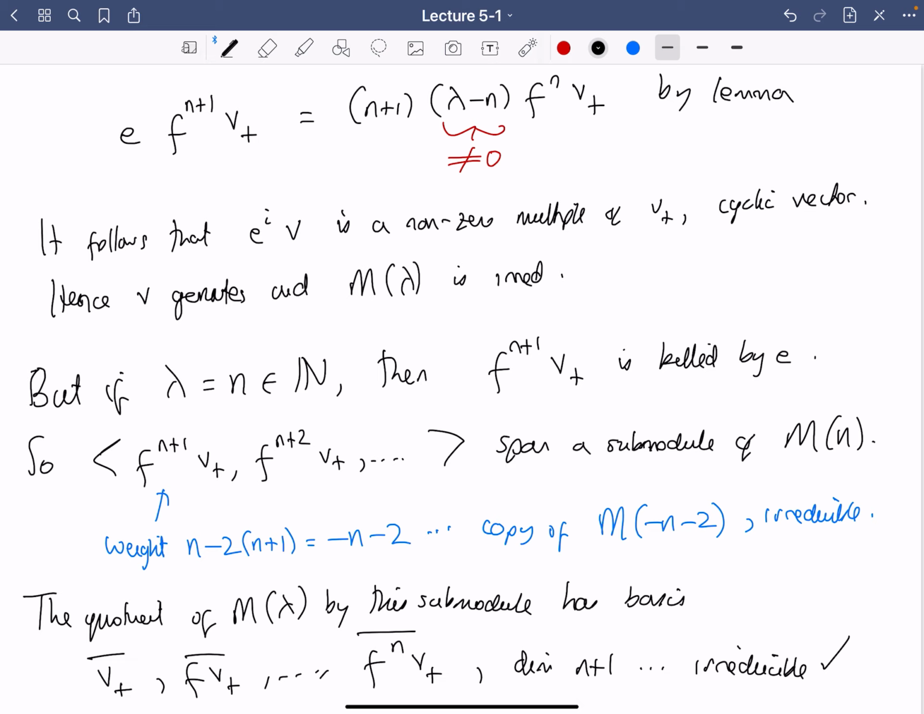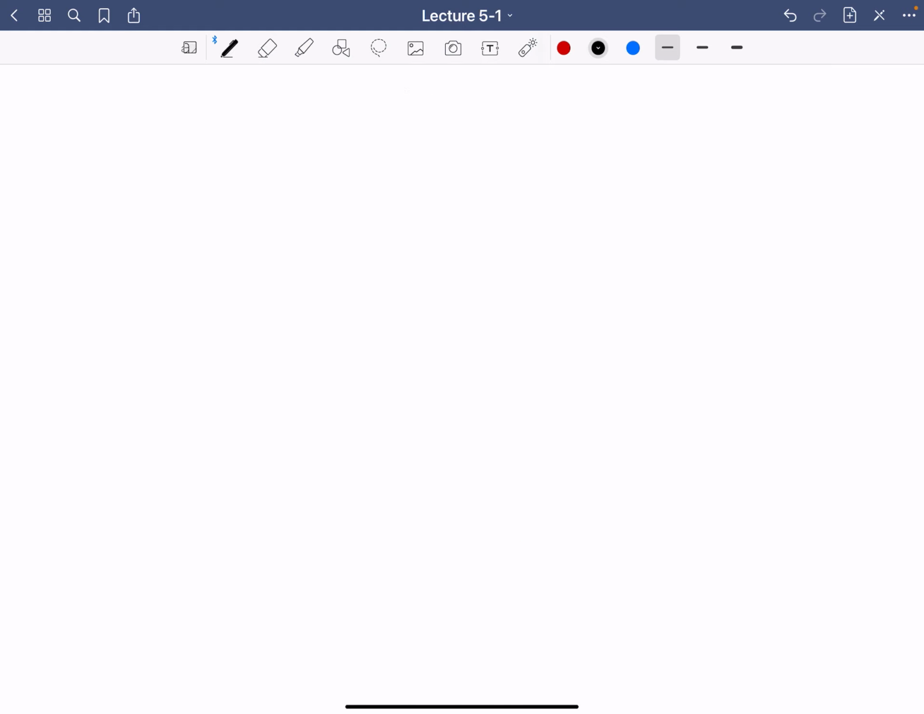Okay, so we're almost done. We finally have to show that any finite-dimensional irreducible G module is isomorphic to one of these L of n's. Of course, the n will be uniquely determined by the dimension of the module you're looking at. So now take any finite-dimensional irreducible G module L.